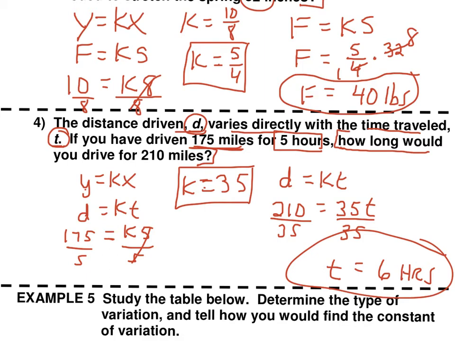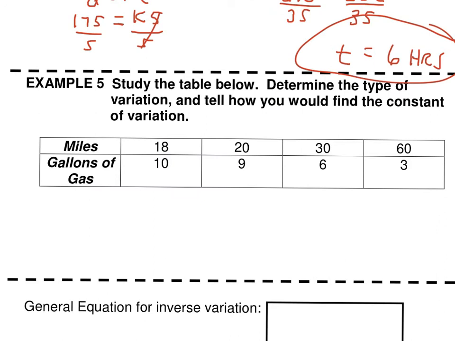Alright, let's do another example, example 5. I believe we might have 8 examples in this lesson. So example 5 says study the table below, determine the type of variation, and tell how you would find the constant of variation. So we're going to let X be the miles and Y is going to be the gallons of gas. Look at the miles, they're going up, so X is going up and the gallons of gas is going down. So this is an example of indirect variation.